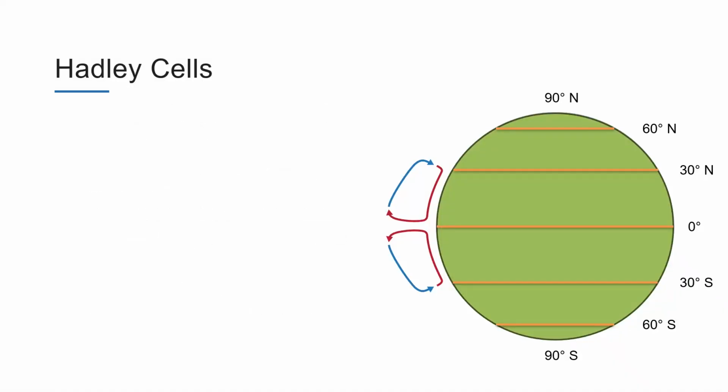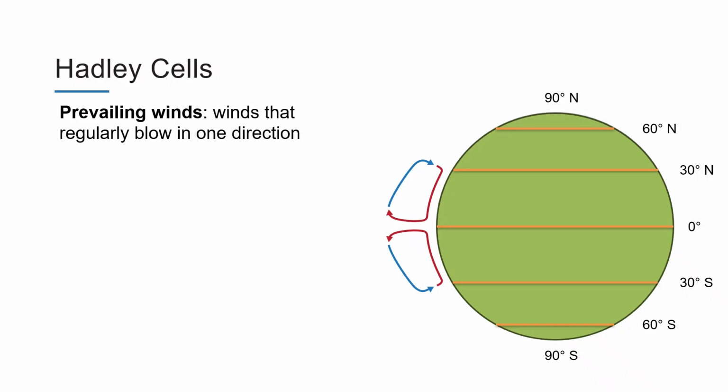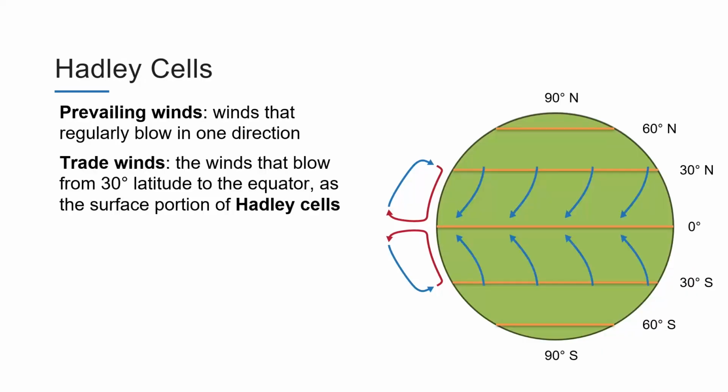This horizontal flow to the equator is, of course, a wind. When we talk about convection cells at this scale, we're dealing with what are called prevailing winds, which means that they regularly blow in one direction. So here in a Hadley cell, we call the surface wind the trade winds, blowing from about 30 degrees latitude to the equator. The trades are the strongest and most consistent winds.